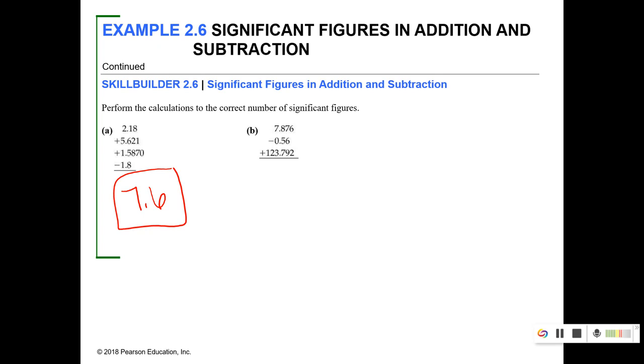It was 7.588. For B, I'm keeping 2 after the decimal. So it's going to be 131.11. Make sure you do round these if you need to.